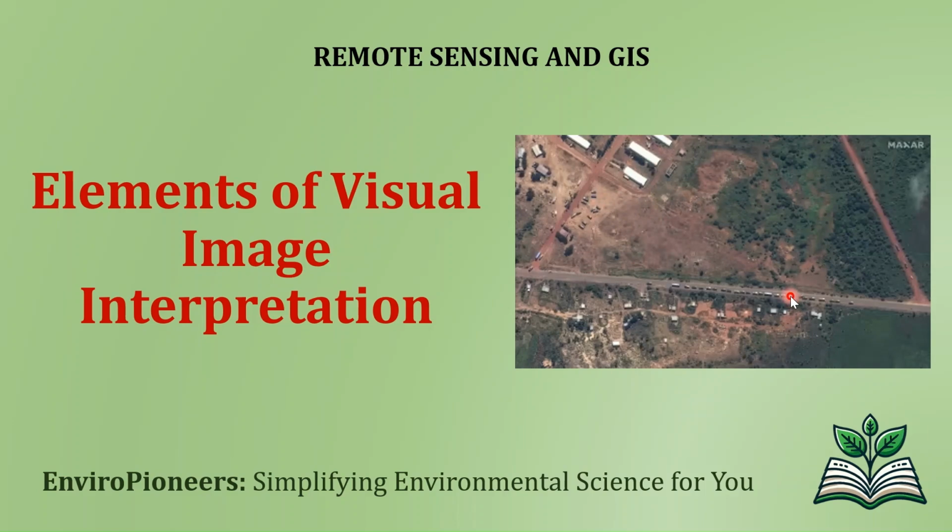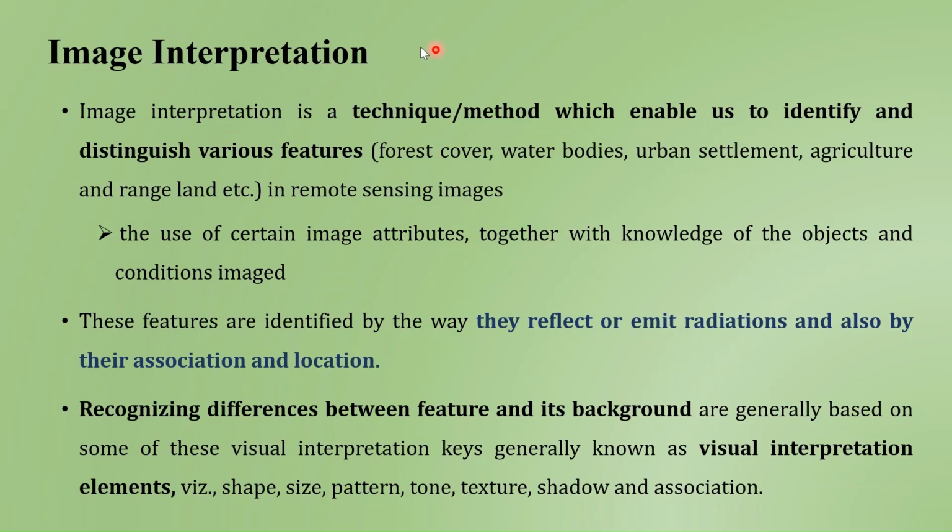satellite images. Image interpretation is a broader term for the techniques and methods which enable us to identify and distinguish various features, either man-made or natural, in remote sensing images. Image interpretation includes the use of certain image attributes along with knowledge of the objects and the condition imaged. These natural or man-made features are identified by the way they reflect or emit radiations and also by their association and location.